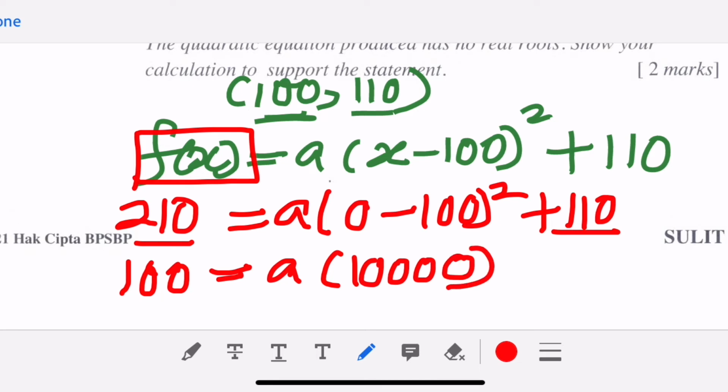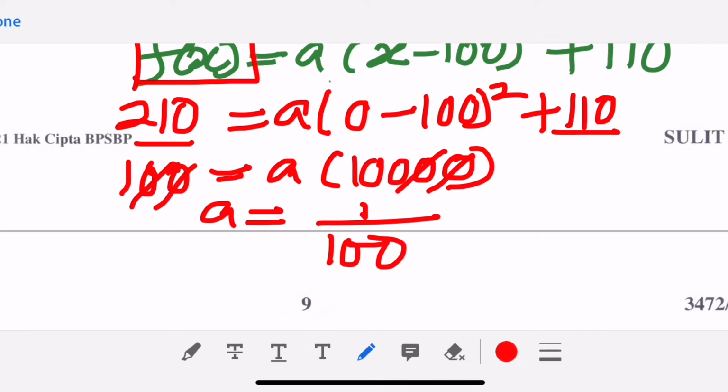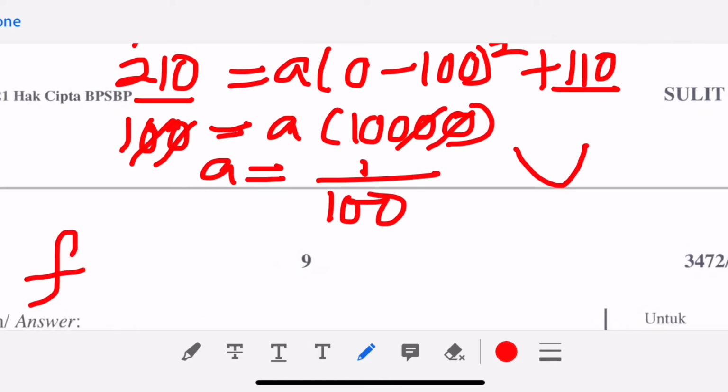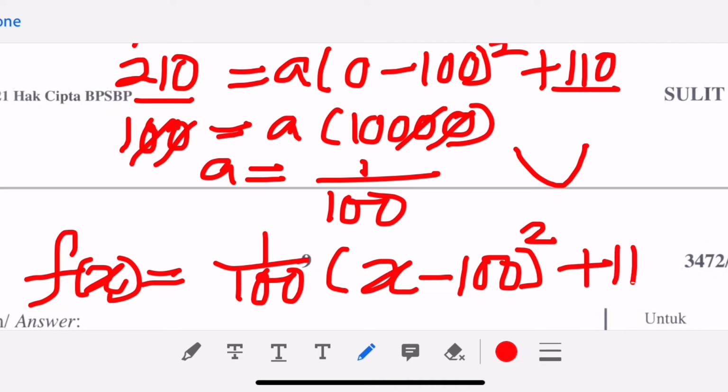Okay, 100 squared, positive, right? So the A will be positive, and obviously it is correct because it is a minimum point, so we cut the 2 zeros. So A is 1 over 100, A positive, so that means it's a U shape. So the function that we need to write is 1 over 100, and then (x minus 100) squared plus 110. This is what the question wants.